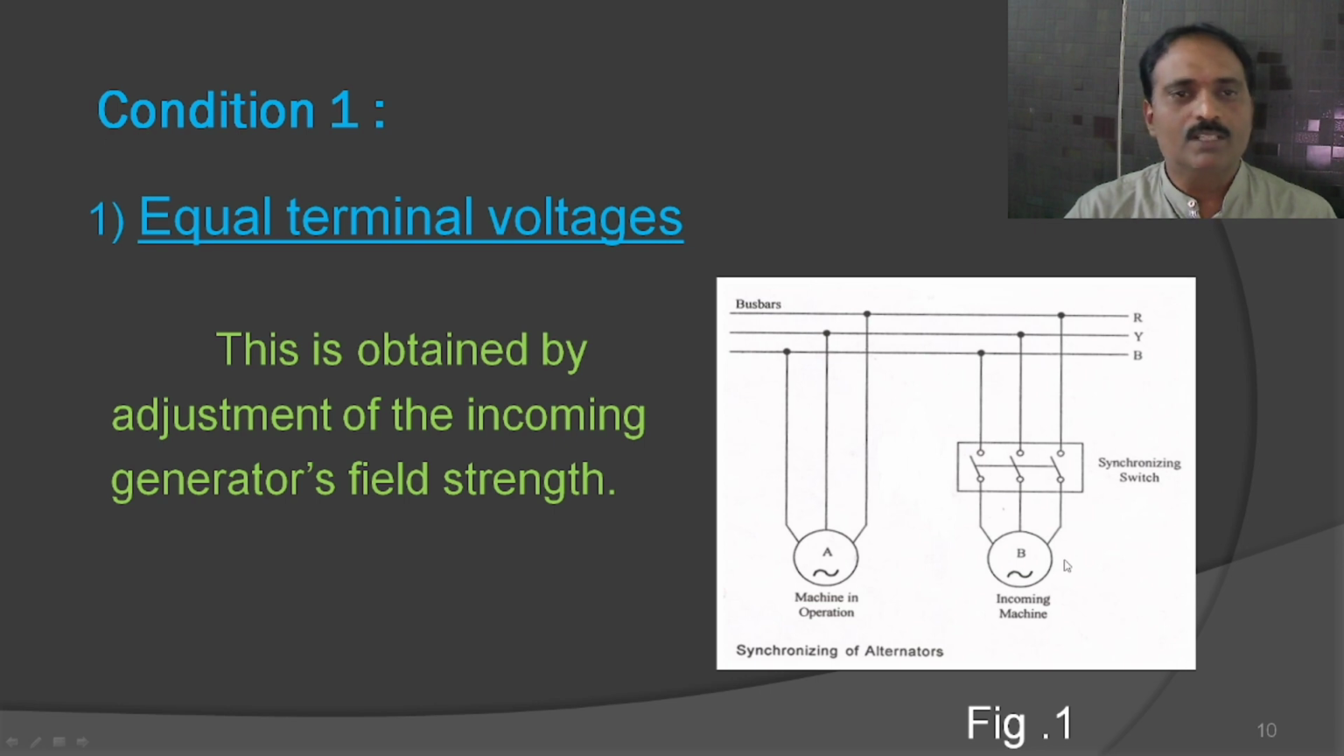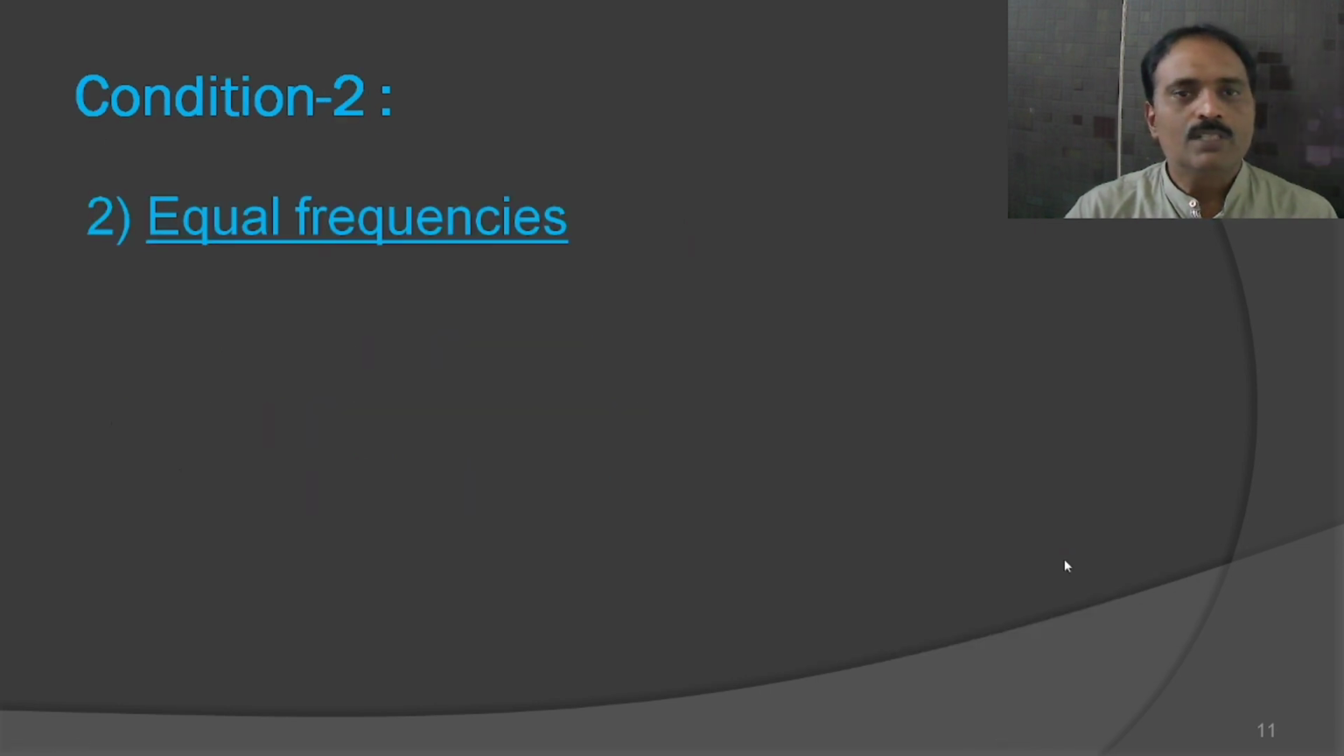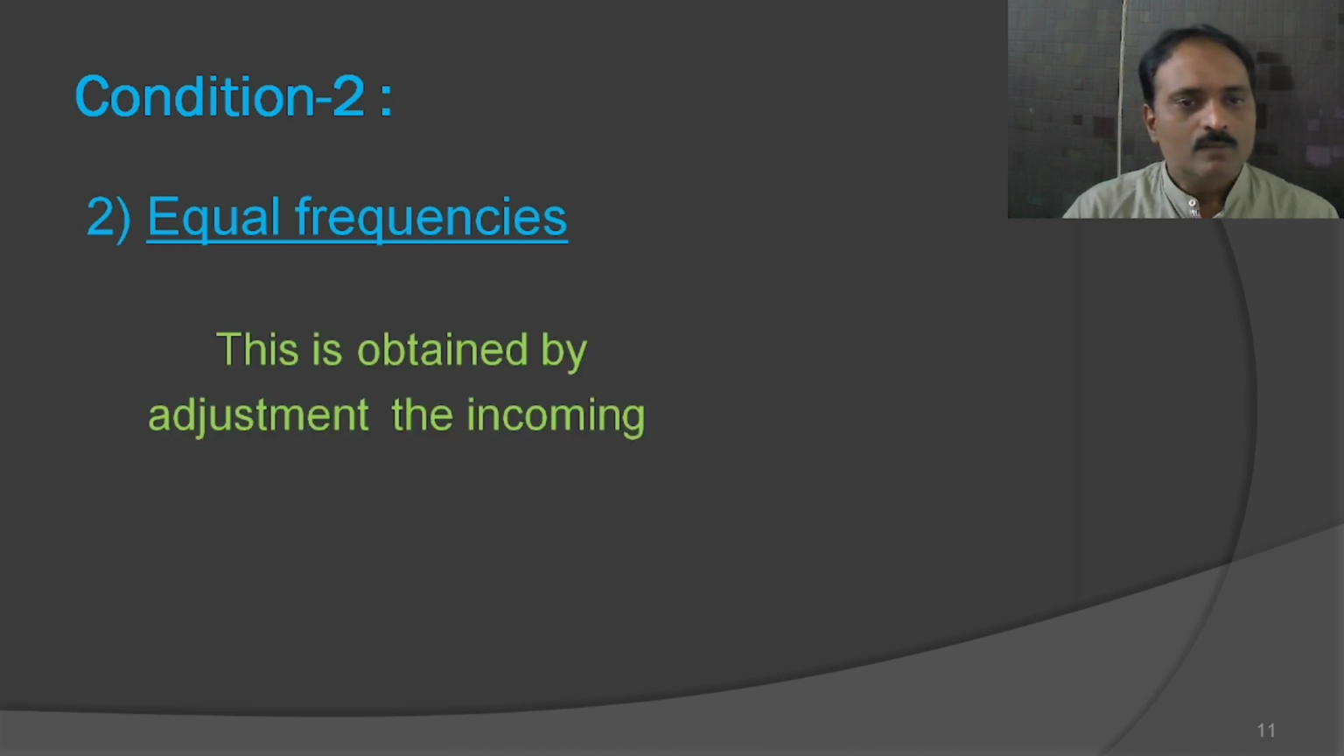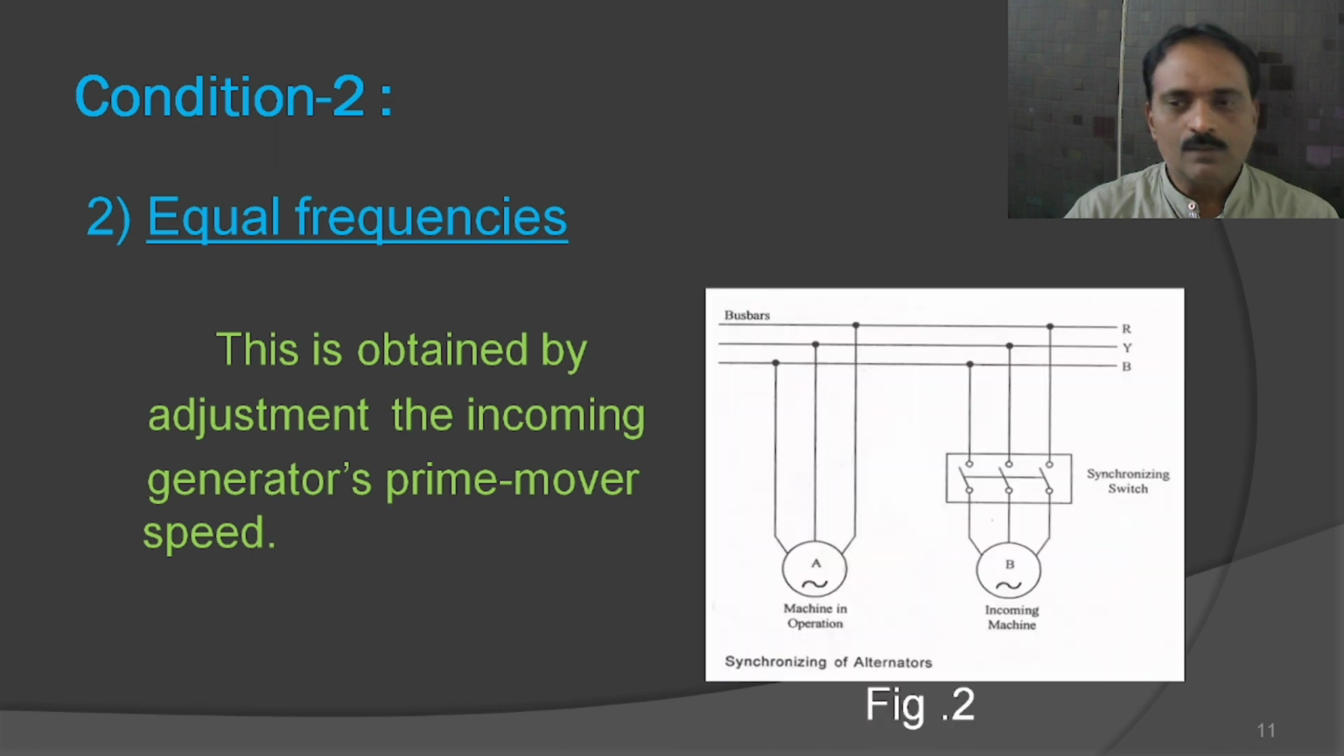Now let us see the second one. Condition 2 is equal frequencies. In order to maintain the frequency constant, we have to see that the prime mover has the same speed as that of the existing machine, and by adjusting the speed of the prime mover, we can adjust the frequency of the incoming machine. So this is the second condition which is to be fulfilled.